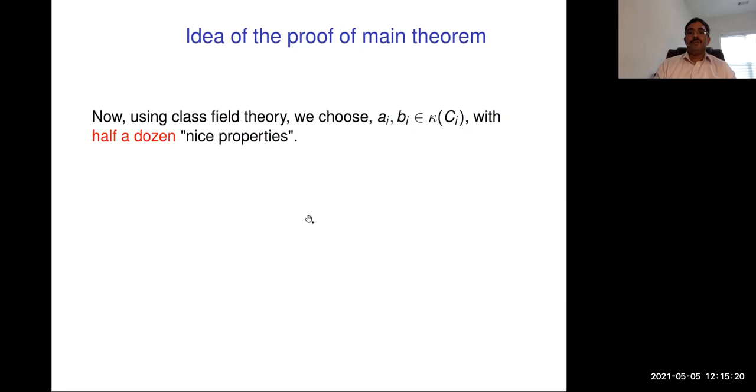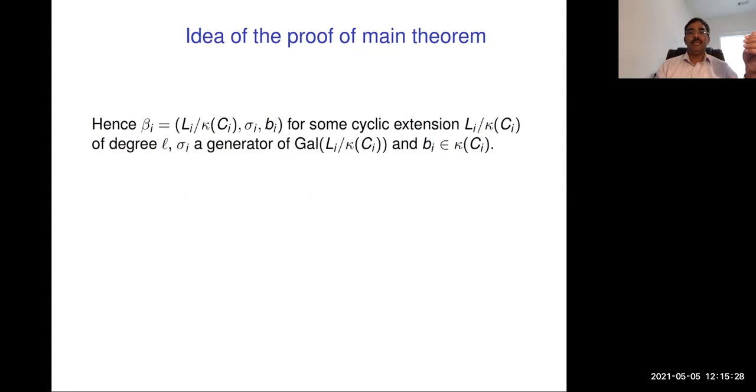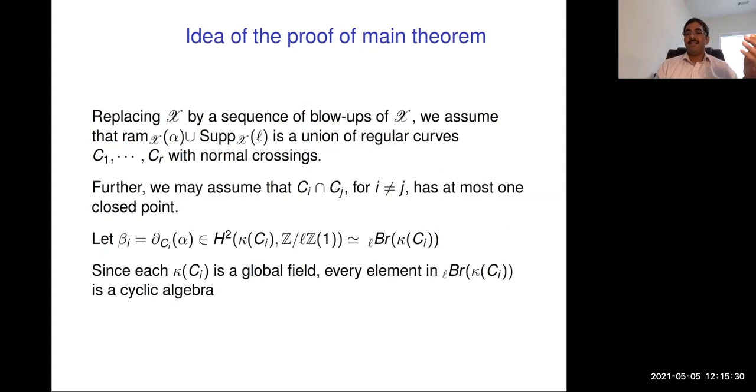Okay, now what we do is, our goal is to show that given this alpha is a symbol. So what we do is we produce some symbol such that alpha minus that symbol is unramified, and use Kato's result to show that it's equal to that symbol. So we are looking at H^3, the symbol, so we have to find three elements.